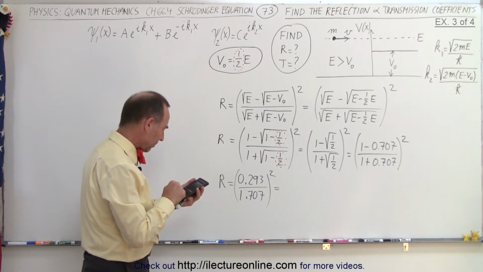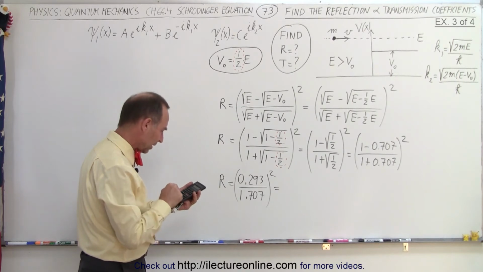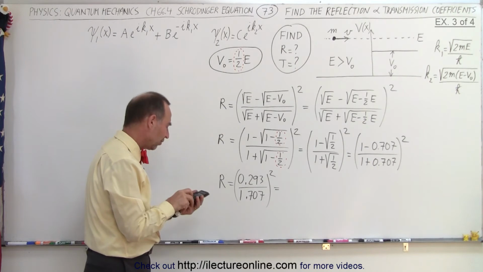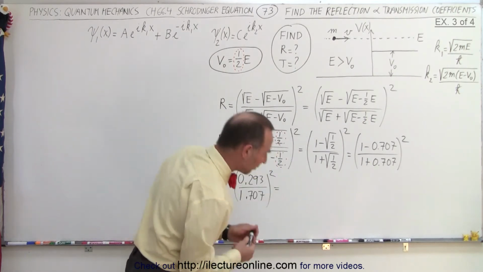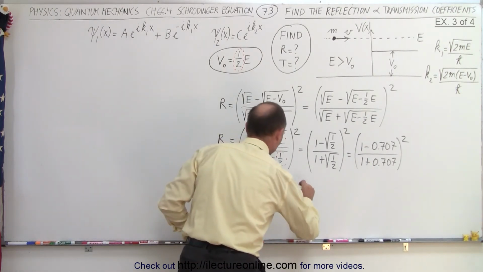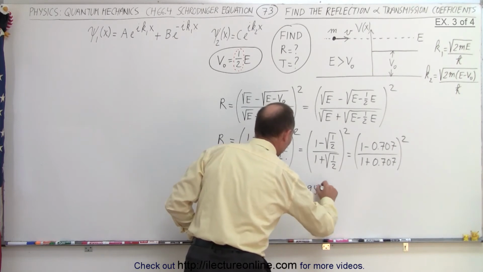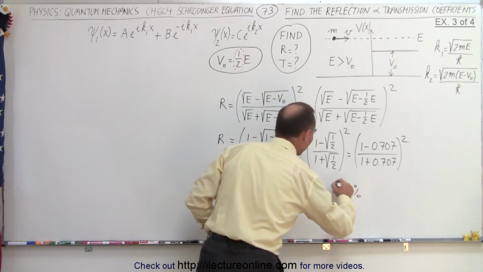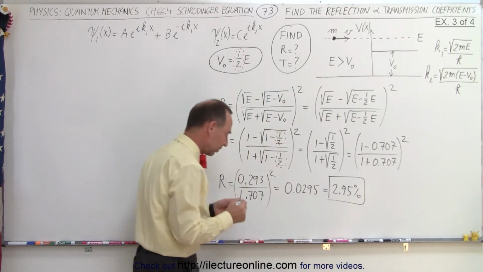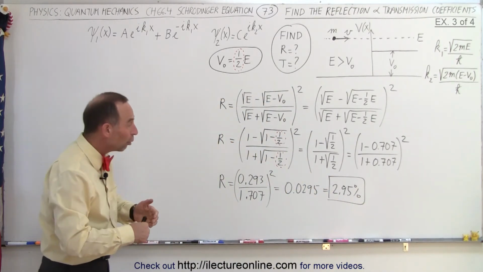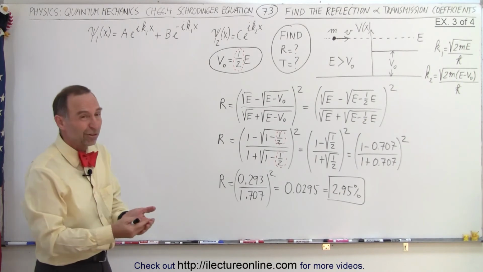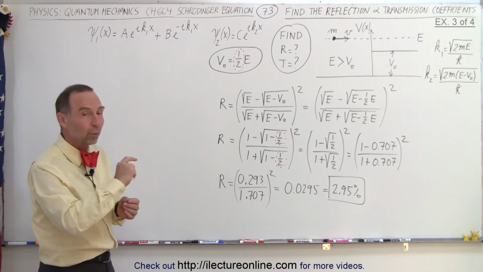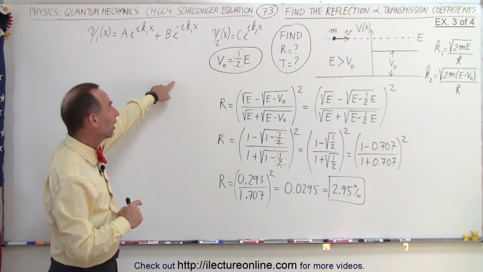So 0.293 divided by 1.707, and square that, and we get roughly 0.0295, which means it's 2.95%. So the percentage of the particles that get reflected is now almost 3%, versus about 0.5% when the potential was 1/4 the energy of the particle.